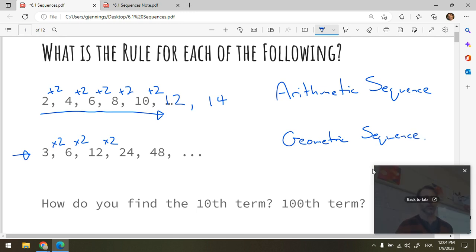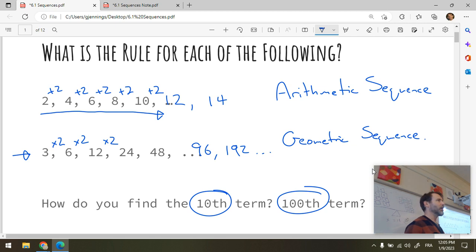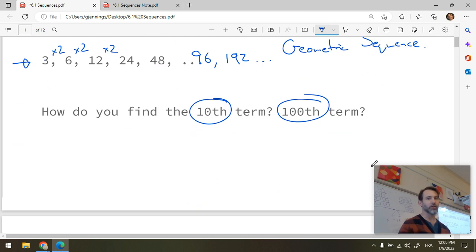All right. So what's our next one? You said 96? Good. And then what's after 96? And et cetera, et cetera. All right. What if I asked you to find the 10th term or even the 100th term? How would we do this? Do we do it by taking a look at some examples and going forward? Let's do that. Let's go.